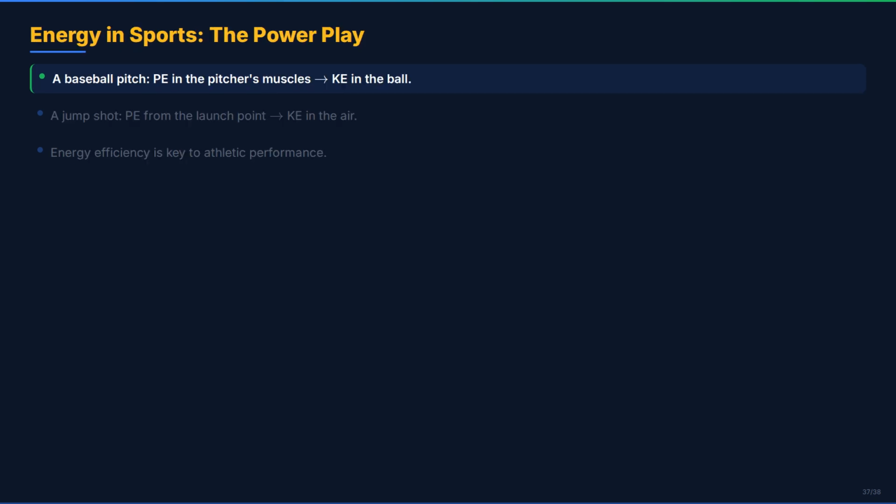Since you like sports, let's connect this directly. When a pitcher winds up, they are building up potential energy in their muscles. They are storing elastic and gravitational potential energy. When they release the ball, that stored energy converts into the kinetic energy of the pitch. Similarly, in a jumping sport, the PE stored at the peak of the jump is converted into vertical KE. The goal for any athlete, physically speaking, is to maximize the efficiency of this energy conversion. The faster and higher you can move, the more efficiently you convert your stored potential energy into useful kinetic energy. Physics is literally the blueprint for peak athleticism.